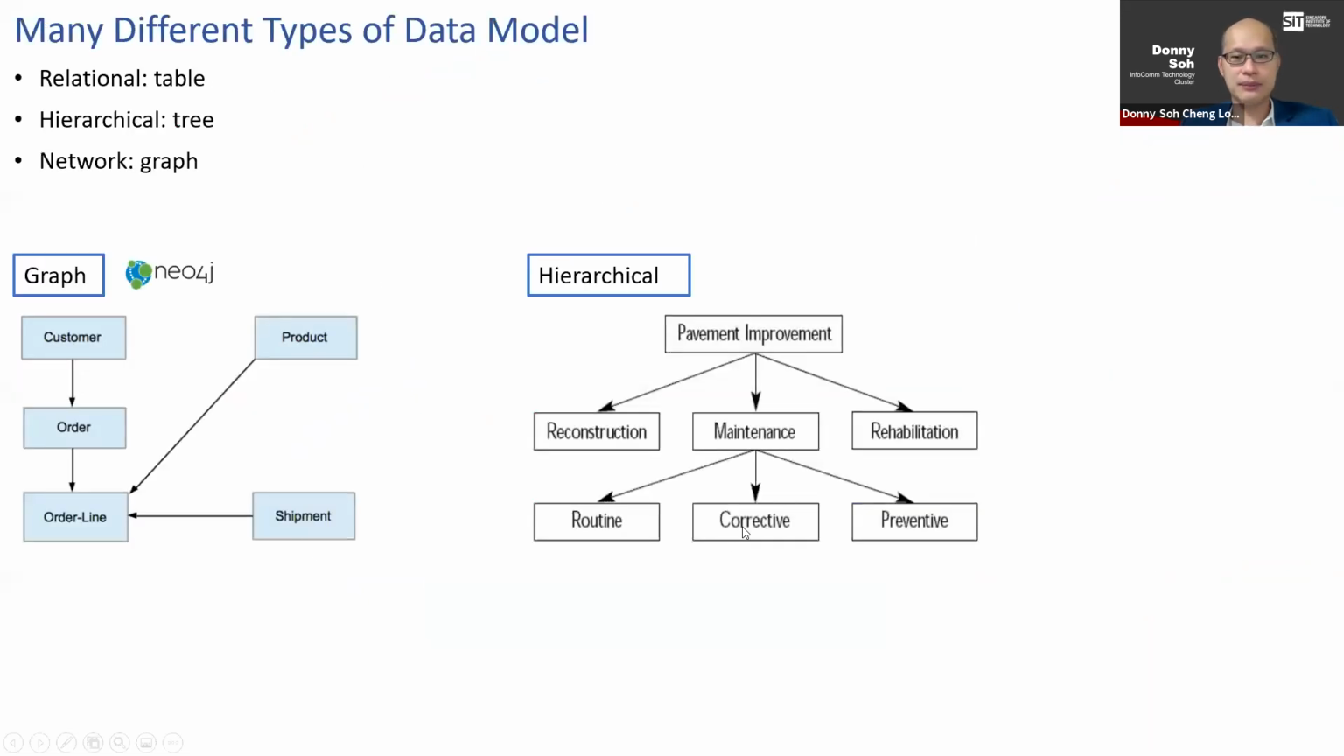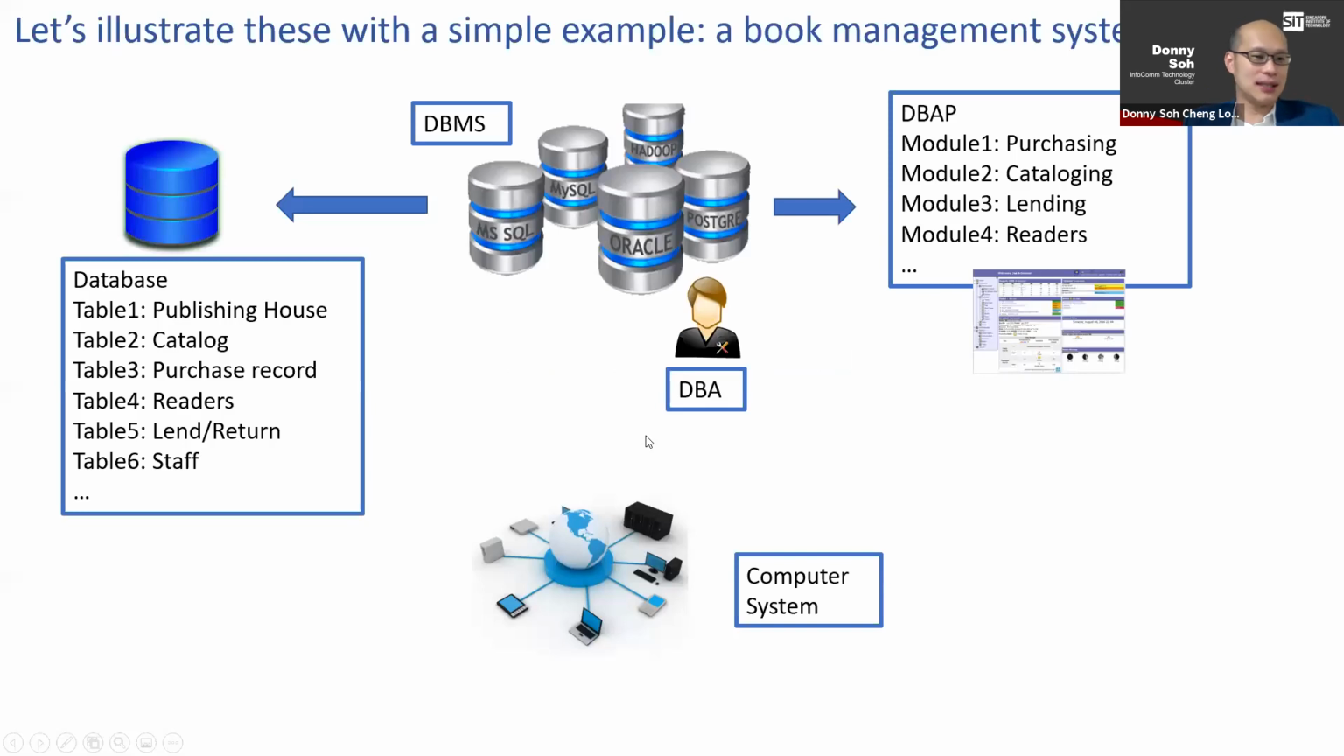So there are various types of data models. We have relational, which is what we're going to learn today, rather this trimester. Hierarchical, you probably won't do this, or even network, we also won't be doing the other two. So just to put this, there are more than one type of data models that are available. Let's illustrate this with a simple book management system.